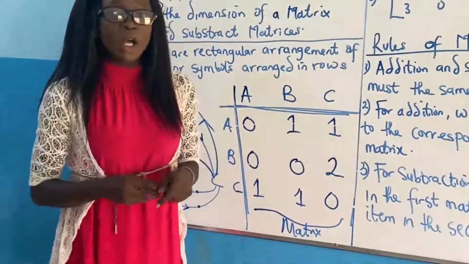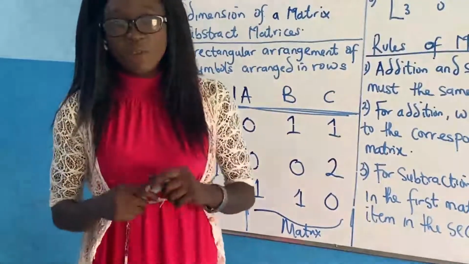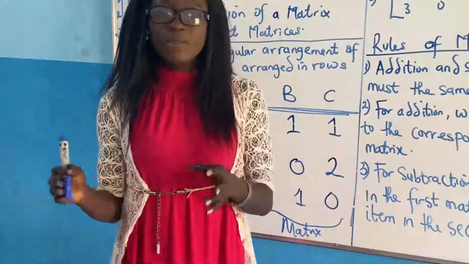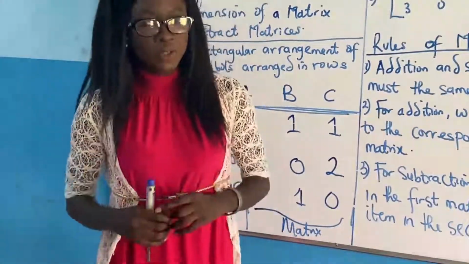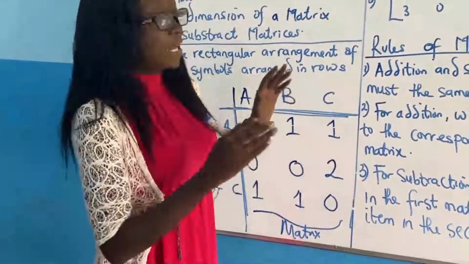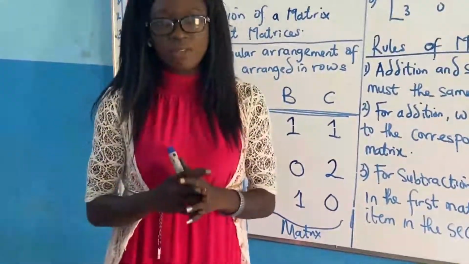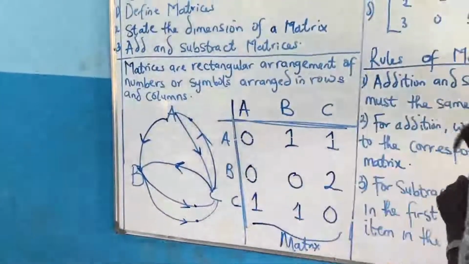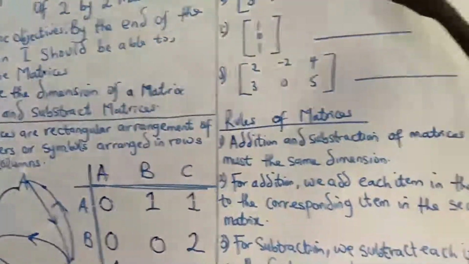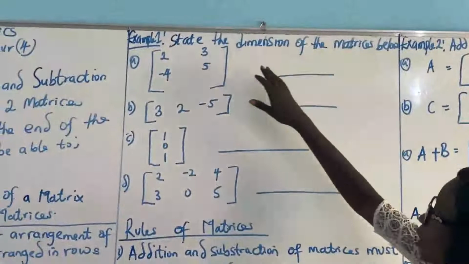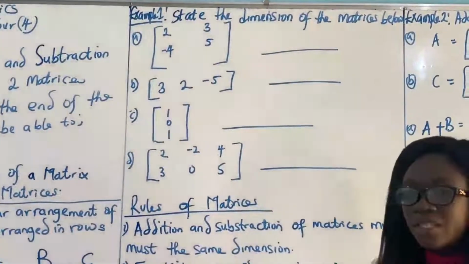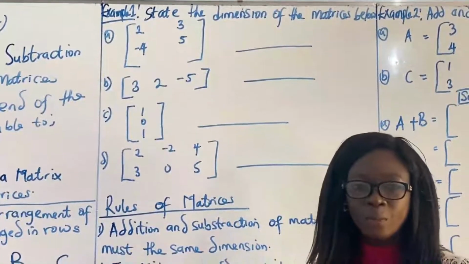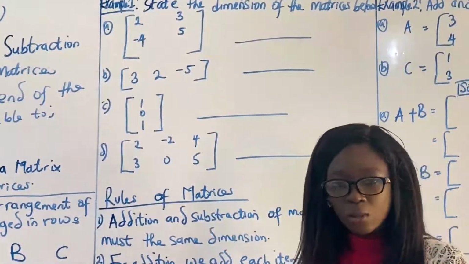So let's see what we can use this matrix to do. In this class, we're going to be looking at the dimension of matrices, and also we're going to be using matrices for addition and subtraction. And we're going to be limiting ourselves to 2 by 2 matrix, which is a square matrix. We'll understand that when we go ahead. So here in this example 1, we have to state the dimension of matrices. Now, if you want to state the dimension of any matrix, you start with the row, then column.